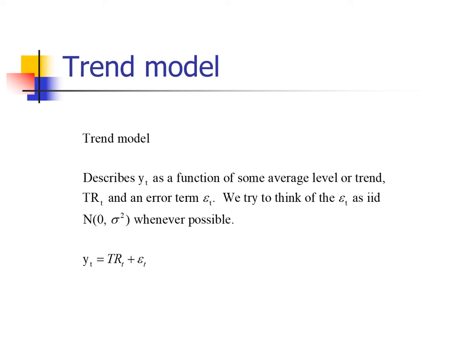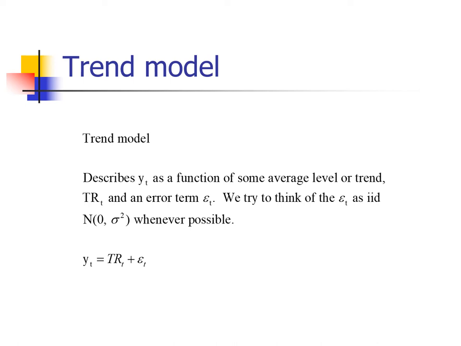So the simplest starting point for a time series model is what we call a trend model. A trend model describes Y sub t as a function of some average level or trend, which we're going to abbreviate with capital TR, and of course always some error term, because we're never working with something purely deterministic. We try to think of the errors as IID. IID, remember, means independent, identically distributed, with a normal distribution, mean of zero, common variance sigma squared. So our usual 512 assumptions whenever possible. But as we'll see, in most time series settings, that independence part is often unrealistic.